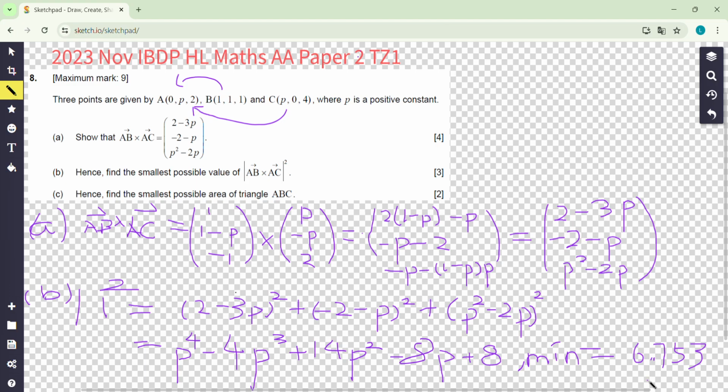And for part C, find the minimum of the area. So I remember the area is just half square root this way. So for part C, it is straightforward. And then area equals half square root. This time you will see the magic.